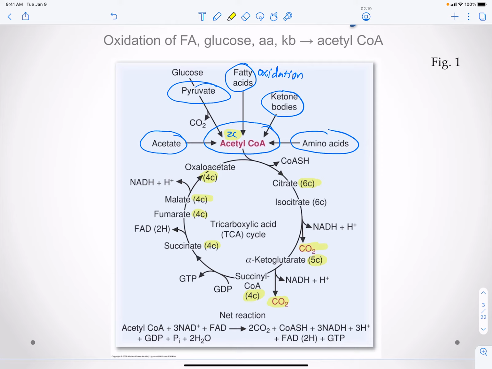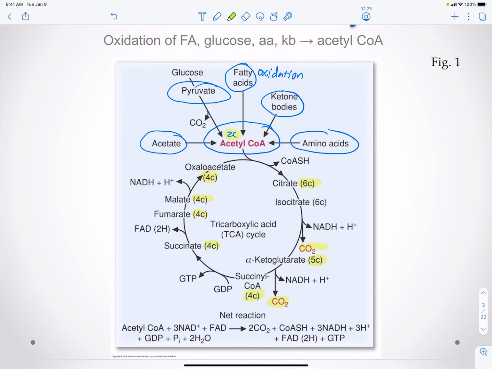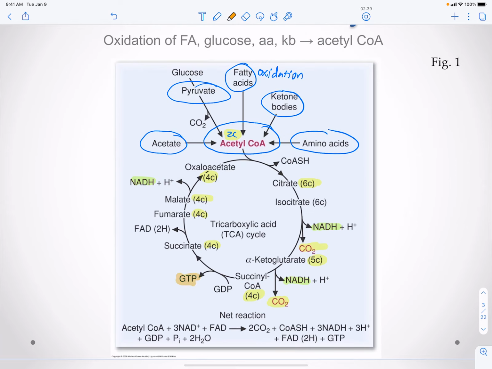So in the meantime, when we're doing this, we're going to be generating some things that are helpful for making energy. So in the first place, we're going to make NADH, and these can donate their electrons to the electron transport chain. And in addition, we're actually going to be making energy. So you're going to generate a GTP, and this will form energy.